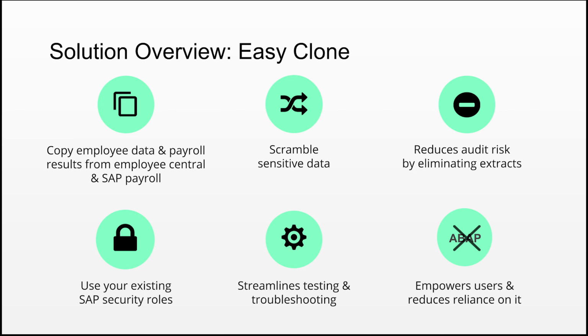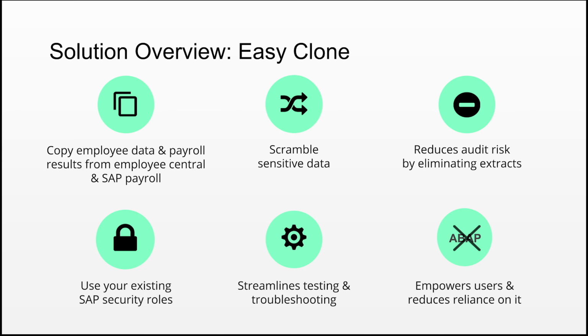A few key features of EasyClone are listed here. Note some of the specifics, such as the first item, that data residing in SAP Payroll plus data from Employee Central can be included. As mentioned previously, sensitive data can be scrambled and the user has control over how and when that is done. Because the cloning process occurs completely in the system by simply launching the tool, no data extracts are involved, which means a reduced audit risk.